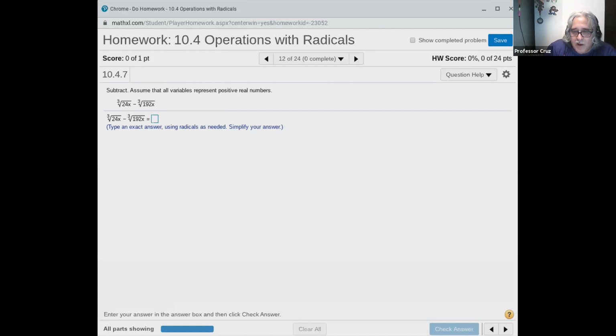All right, so we got the cube root of 8, which is 2, and then 3x stays inside. We got the cube root of 64, which is 4, takes on that negative sign, and then the cube root of 3x. So that's 2 minus 4.